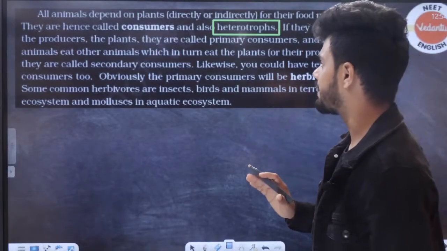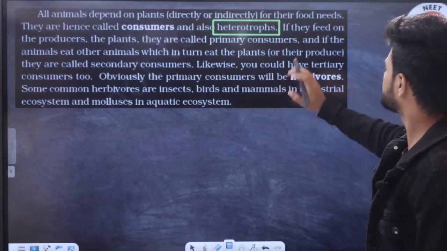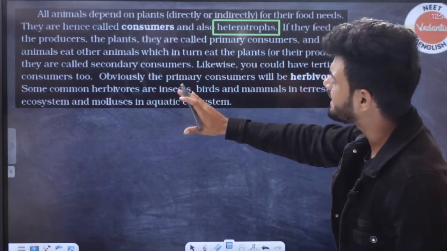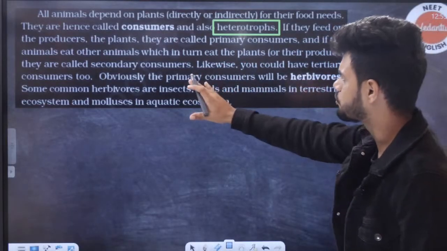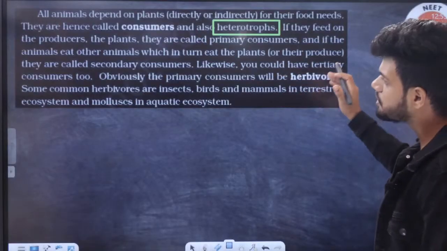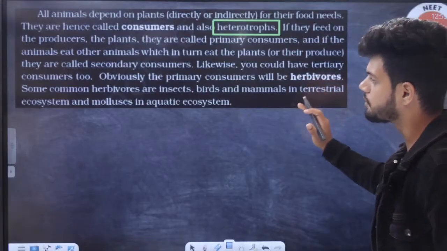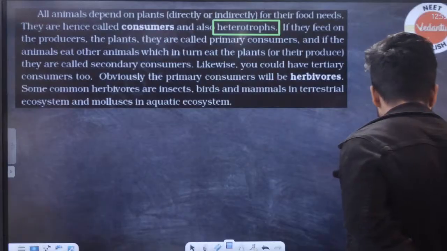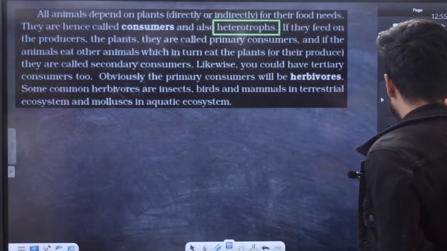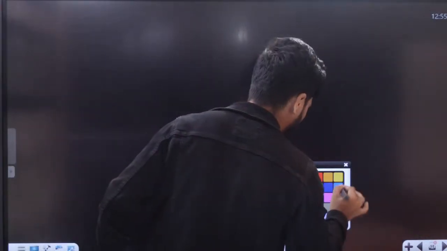If they feed on the producers, the plants, they are called primary consumers. And if the animals eat other animals, which in turn eat plants, they are called secondary consumers. Likewise, you will have the tertiary consumer too. Obviously, primary consumers will be herbivores. Some common herbivores are insects, birds, and mammals. Understood? This is a very beautiful concept. There is something called a primary consumer, first of all.